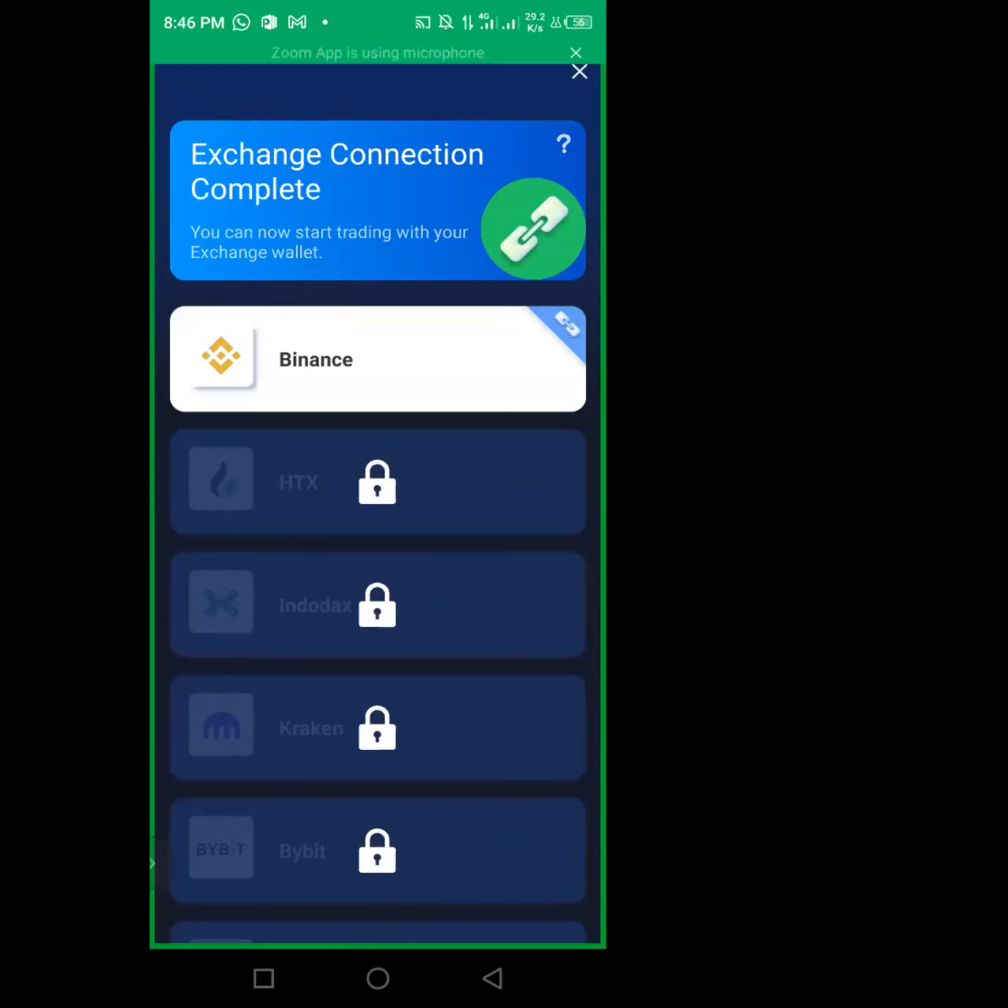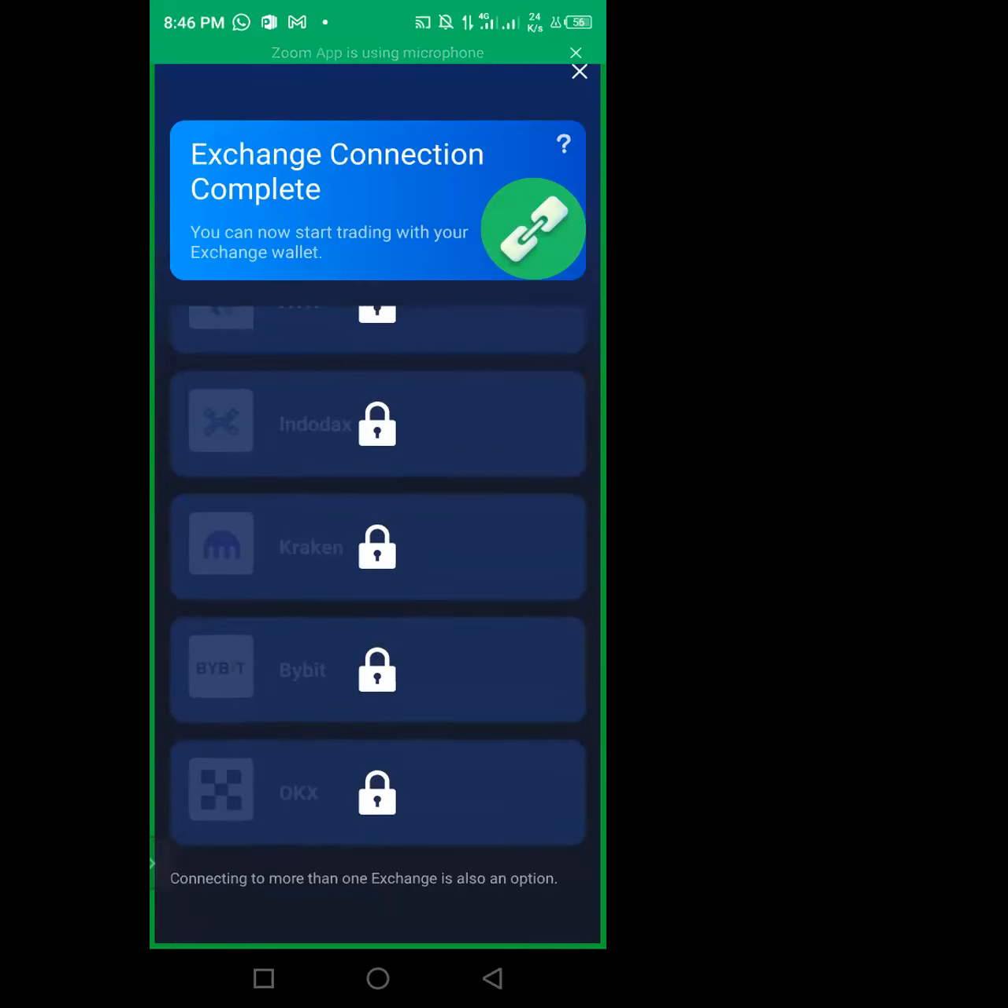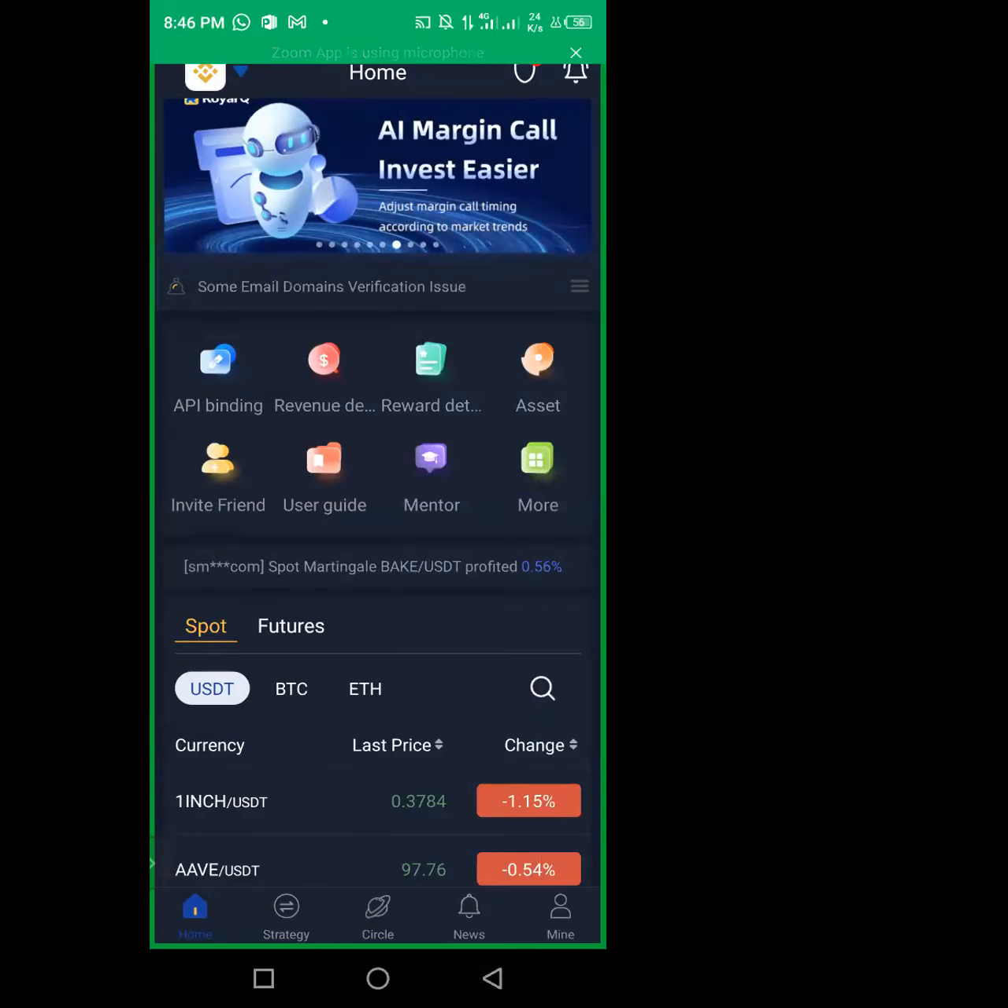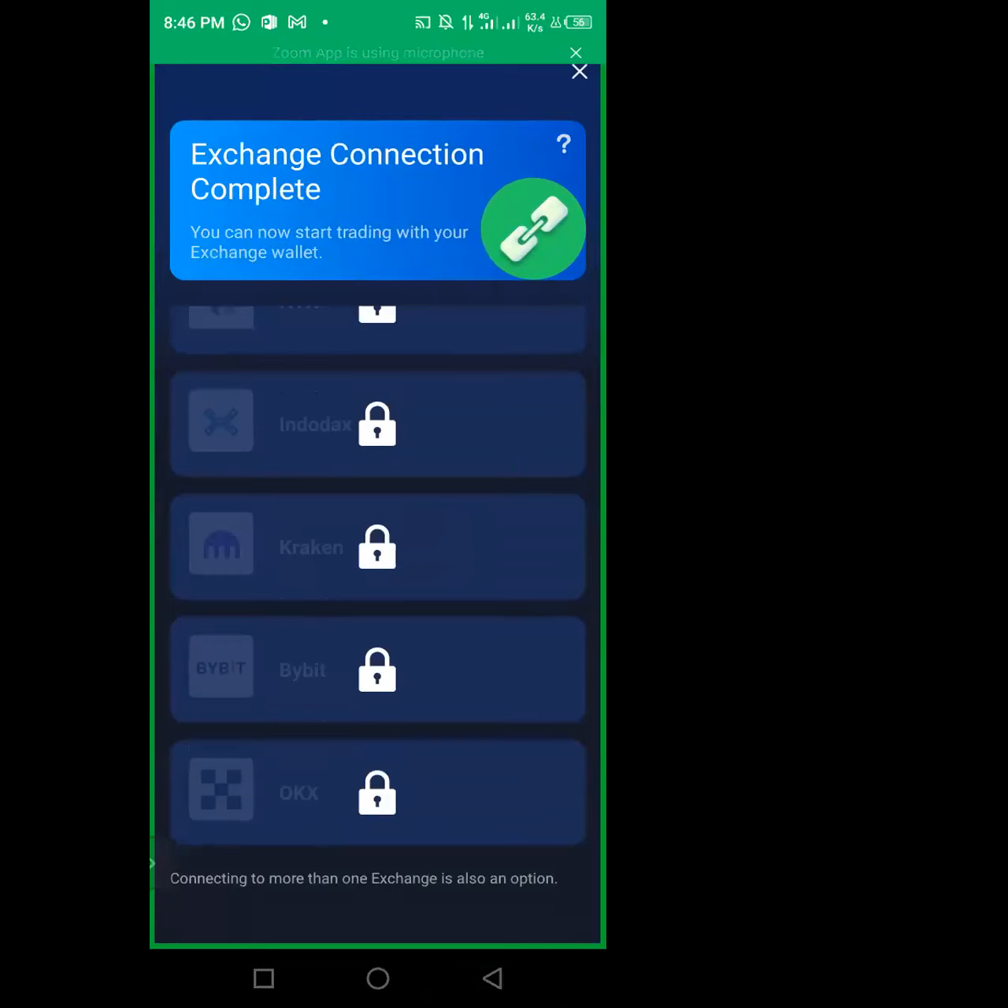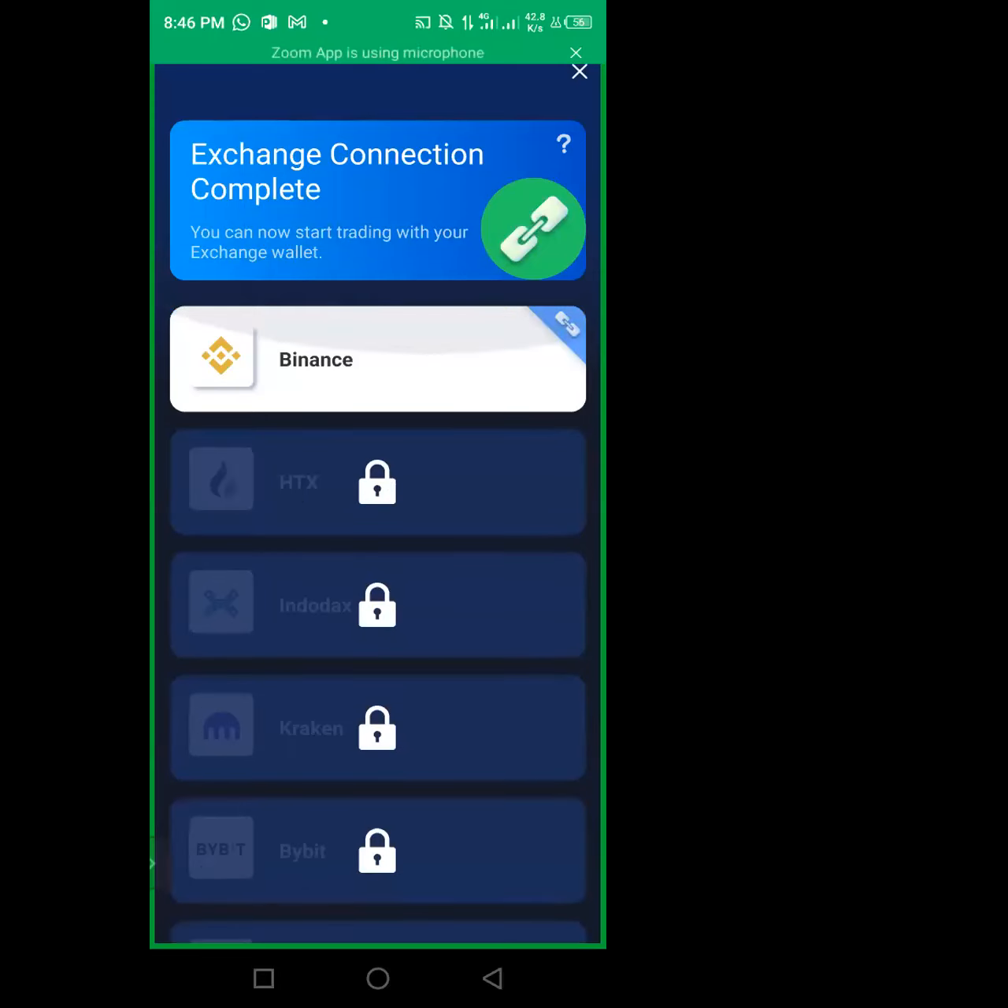So when we bind it, we keep our money in the comfort of our cryptocurrency bank, which is Binance, Huobi, Indodax, and the rest. So this is where we do our binding. You understand? Royalq is telling you that you can bind as many as you want. Connecting to more than one exchange is also an option. So if you're using 2 or 3 cryptocurrency banks, you can connect all, and the robot will be trading on all for you.